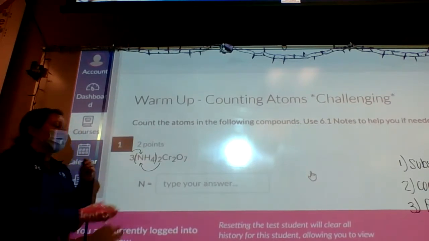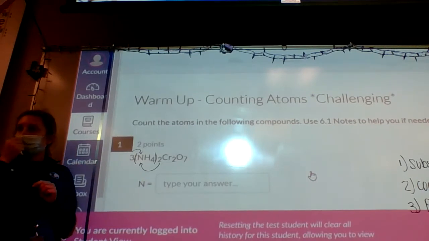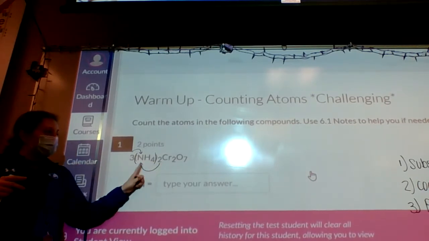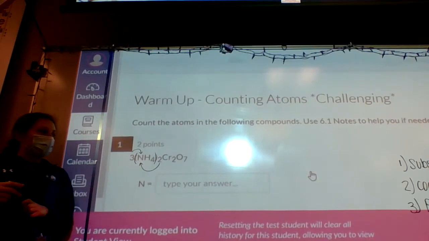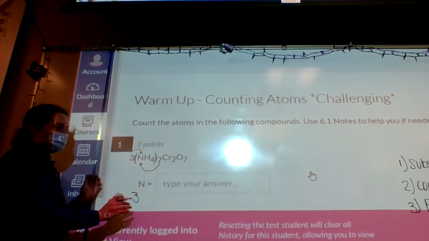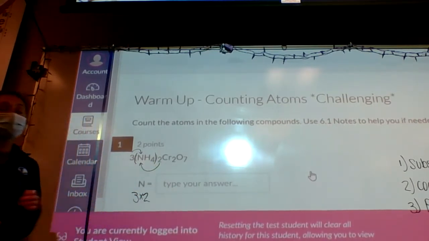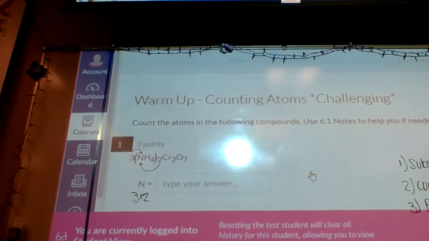So this parentheses with the 2 beside it is basically saying that there's 2 NH4s. There's going to be 2 N's and 2 more H's than there already are. So then for math, we just multiply everything. The big number, it doesn't have its own subscript, and then this parentheses subscript. So 3 times 2, my answer is going to be 6 for nitrogens. Does that make sense to everybody? Let's move on to the next one.